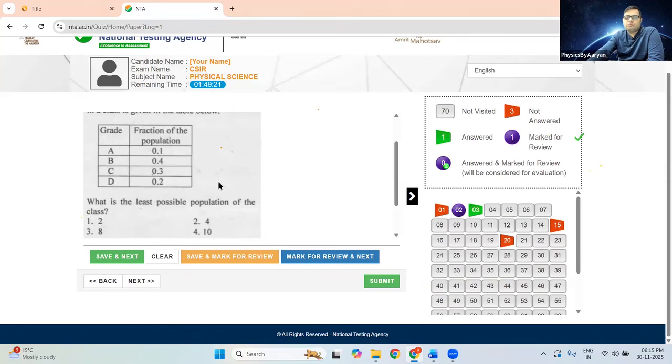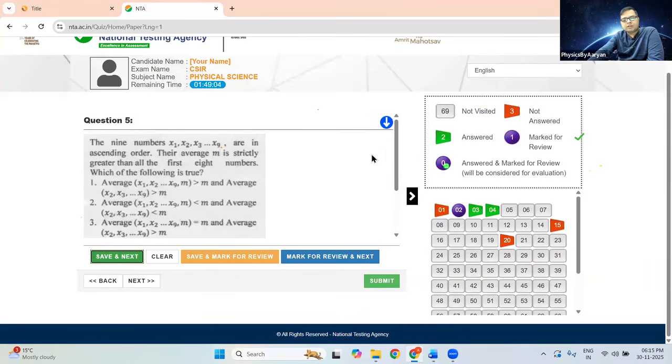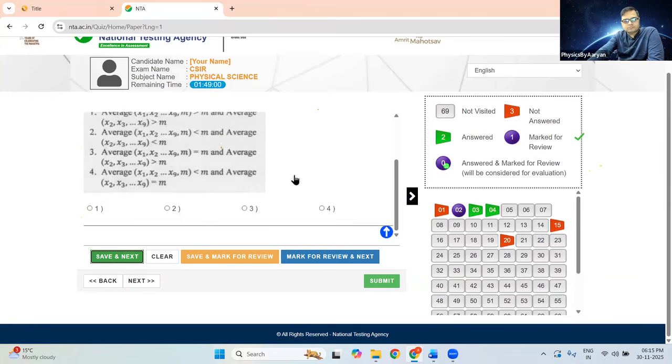Can there be 0.4 people in the class? No. This 0.1 makes sense only when you multiply with 10, because there can be one person in a class who has grade A. So obviously D is the correct answer. So you tick mark here and you save and next. Okay, now I'm never going to come back to question number 4.